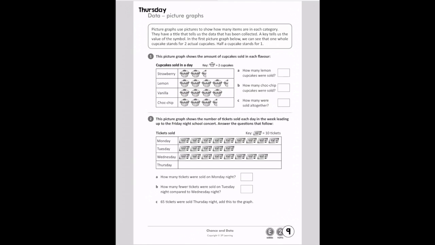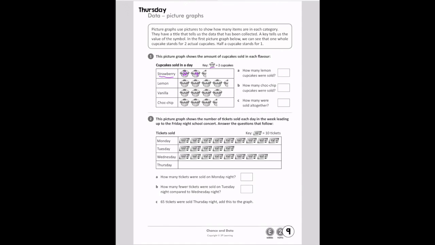Now, if we were asking for how many strawberry cupcakes were sold, we'd look at the strawberry row, and again, each of these cupcakes is worth 2 cupcakes, so we'd be going 2, 4, and then we only have half a cupcake, which stands for 1 cupcake. So plus 1 cupcake equals 5. So we know that 5 strawberry cupcakes were sold.